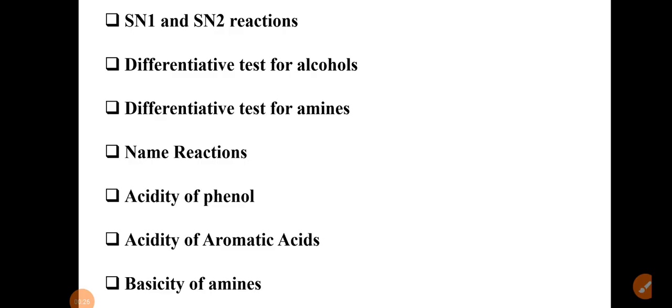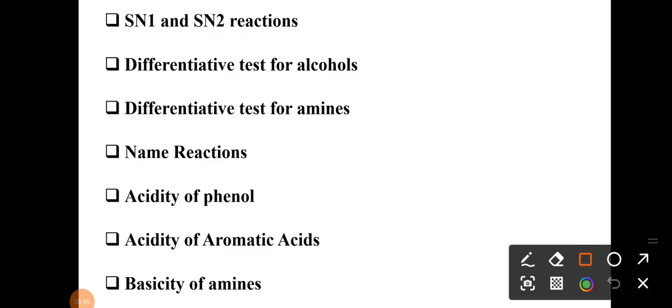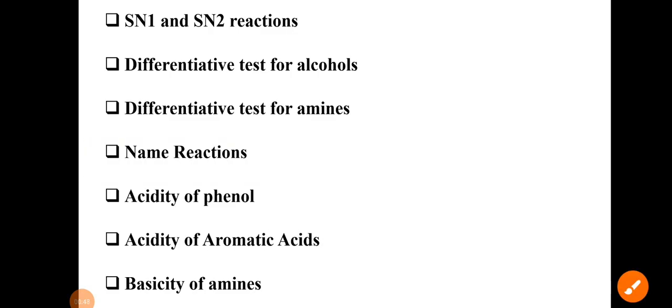So SN1 and SN2 reactions, differentiating tests for alcohols, differentiating tests for amines, and name reactions, very important, right? Specifically, this section on name reactions is very important from your exam point of view. Then acidity of phenols, acidity of aromatic acids, and basicity of amines, right? So these are the points that we will cover in this session, right?